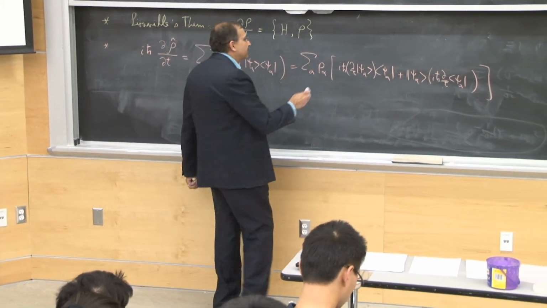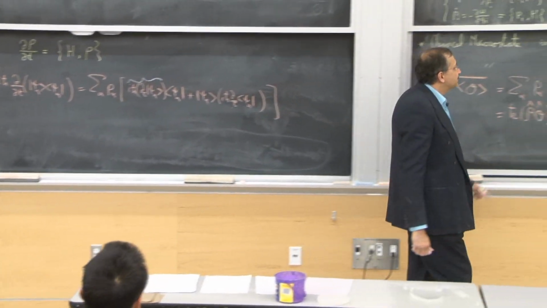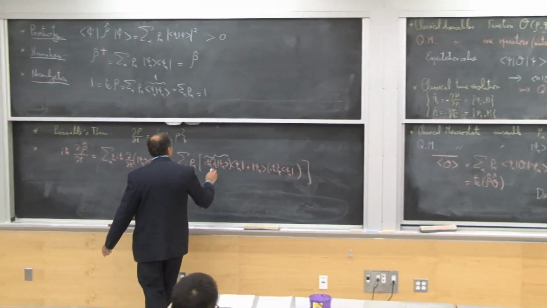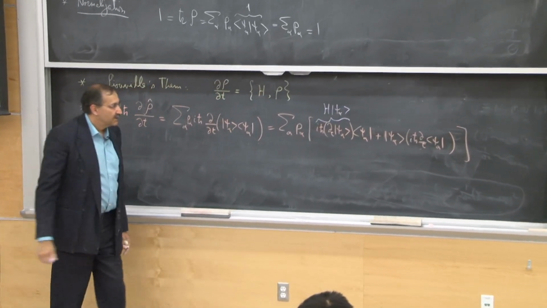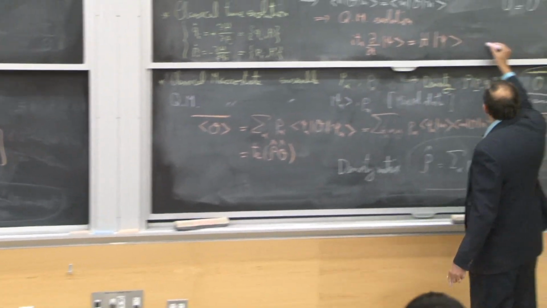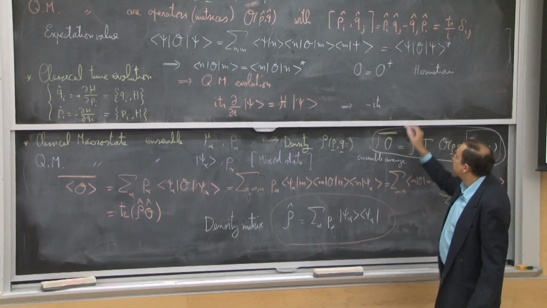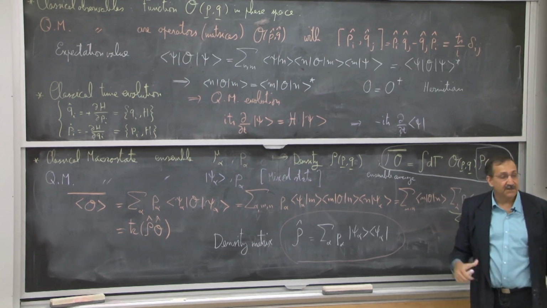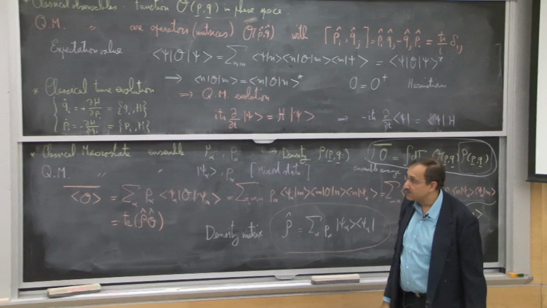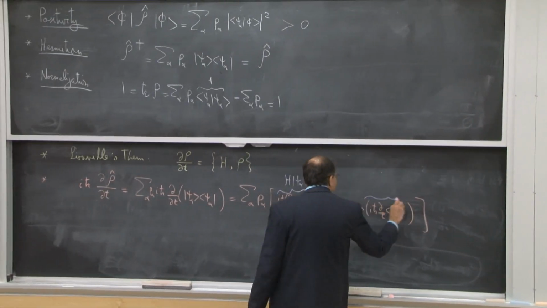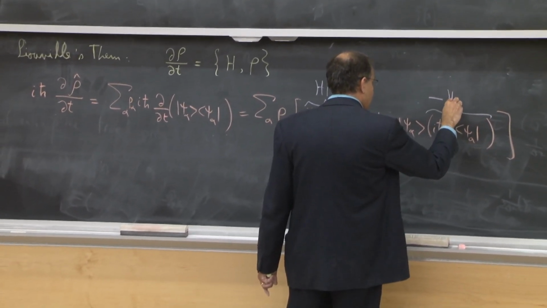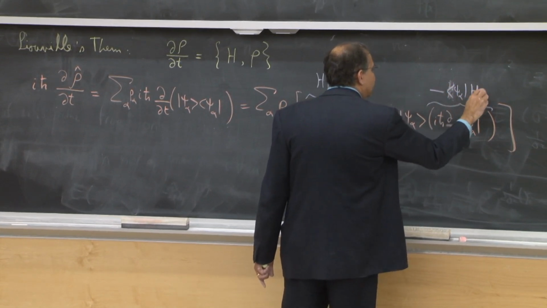Now, iħ d by dt psi alpha, we said that the quantum rule for time evolution is that iħ d by dt of the state is governed by H acting on psi alpha. If I were to take the complex conjugate of this expression, what I would get is minus iħ d by dt acting on psi, that is pointing the other way, and upon complex conjugation this is H acting on psi in the opposite way. So this thing is minus psi alpha with H acting on it.